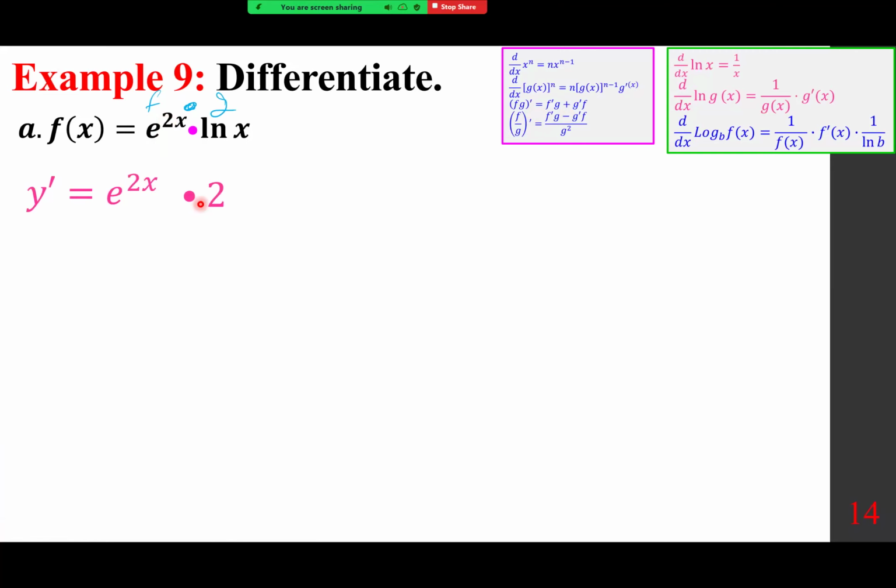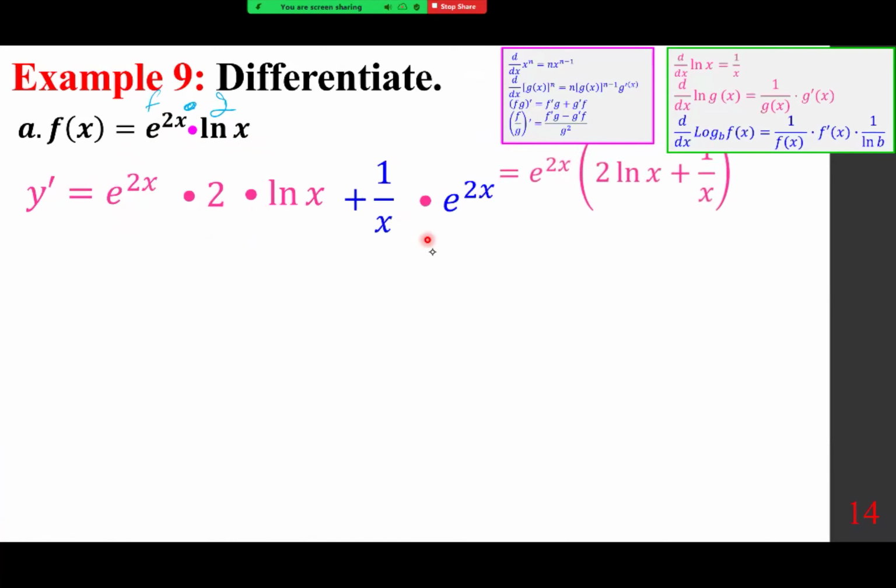And then this is f prime g times ln x, plus the derivative of ln x, which is 1 over x, times e to the power of 2x. As you can see, between the two, e to the power of 2x is in common. So this gives you 2 ln x, this gives you 1 over x, and you're done.